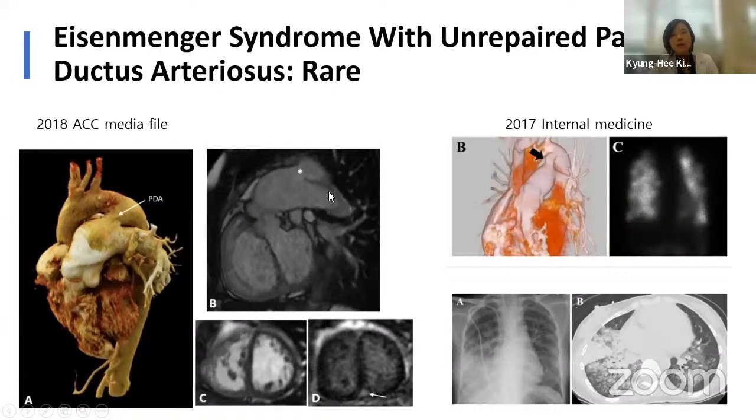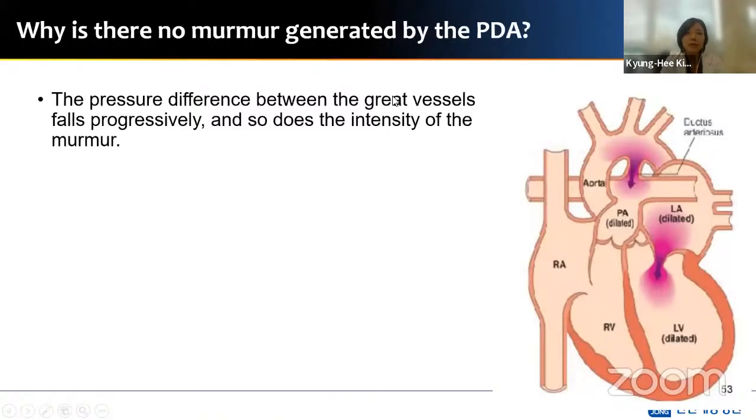So there are some cases I already told you. Eisenmenger syndrome with unrepaired PDA is rare. And if there are dissections, the fatality is really high. So why could we not hear the murmur at first in this patient with Eisenmenger syndrome by PDA?